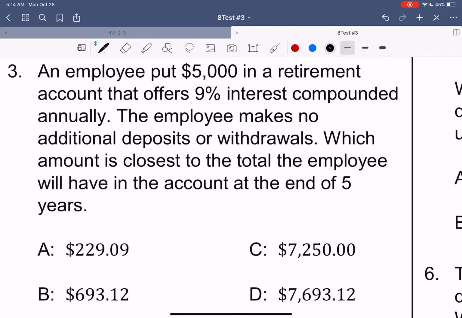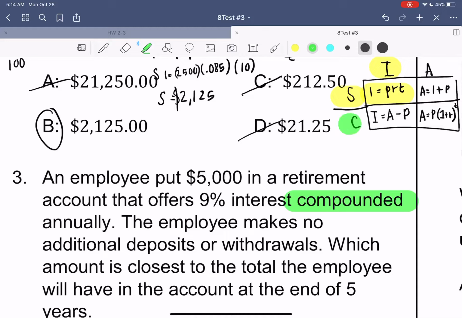Okay, so now it says that we are going to use compounded. So I'm going to scroll up to our other chart right here. So we have compounded annually, which will put us in this box here. And it's asking for amount. So A represents total amount, so that is the formula that we're going to use.